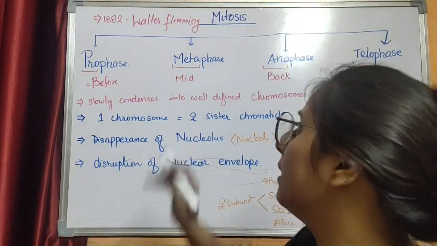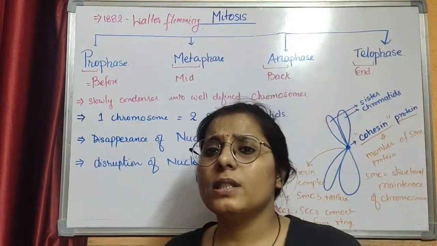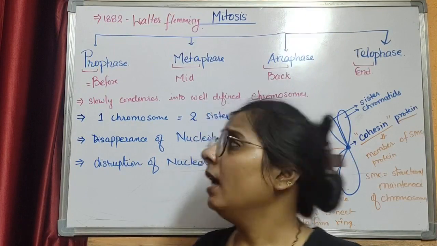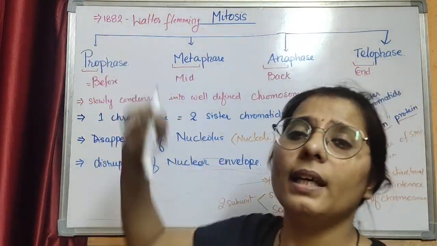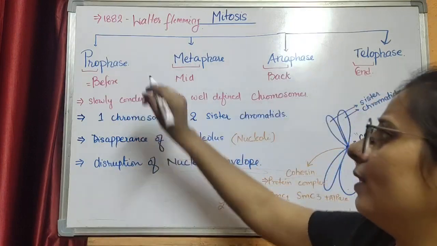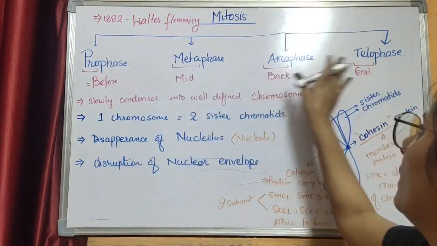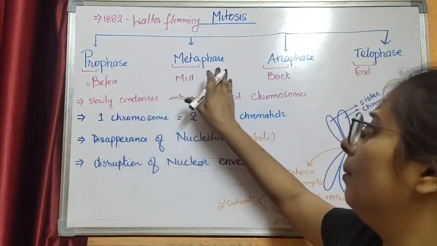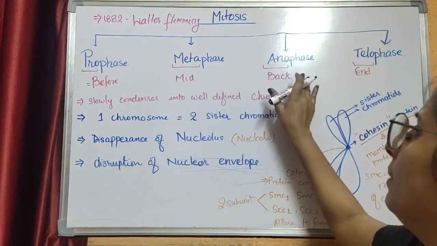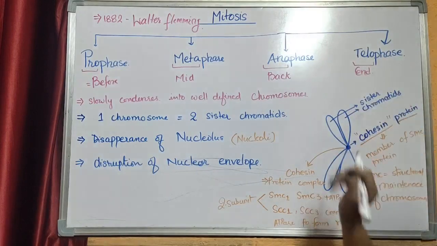Now first we will study about mitosis. Mitosis is the equational division, and the name mitosis was given by Walter Fleming in 1882. Mitosis has four phases: prophase, metaphase, anaphase and telophase. Prophase means before phase, and that is the first phase. Metaphase is the mid phase, ana means back phase, and telo is the end phase.